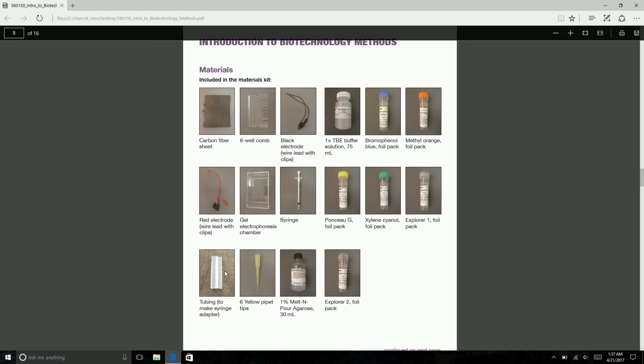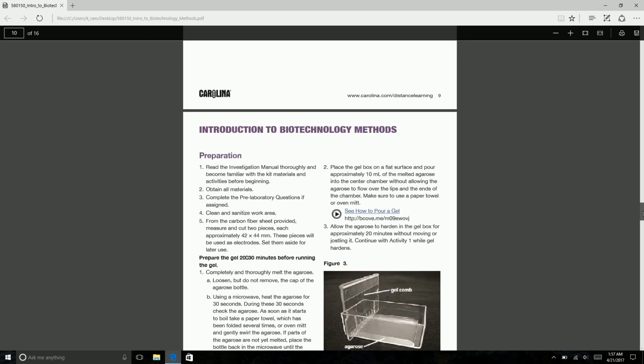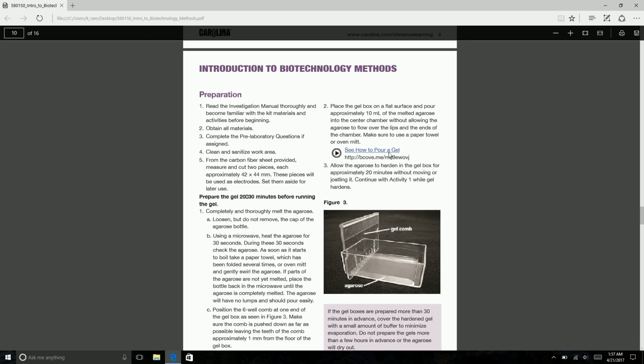This is a syringe, these are tips, this is tubing to make the adapters, this is the agarose given to you here, and you need to use the microwave to warm it first. Once it's warmed, you can pour it in this kind of electrophoresis chamber. So all the information is very clear. The very first thing you're going to do is pour the gel, okay. This is the chamber and this is the comb.